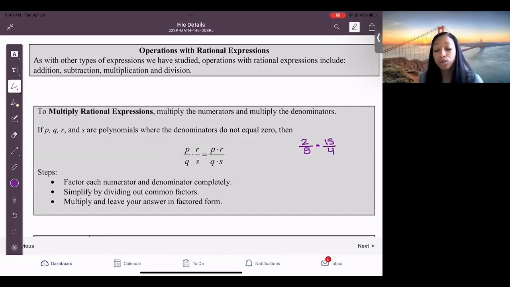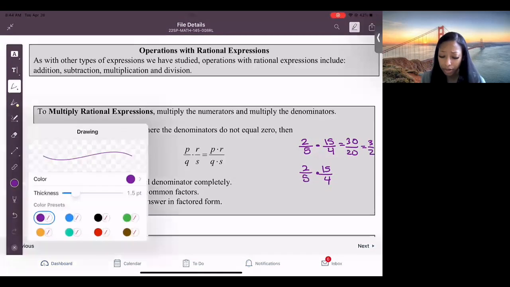If you wanted to just multiply these numbers, some of you may say, oh, 2 times 15 is 30, 5 times 4 is 20, and then simplify this, divide by 10, this is 3 over 2. Okay, that's one way to simplify. Another way is to try to simplify before you multiply.